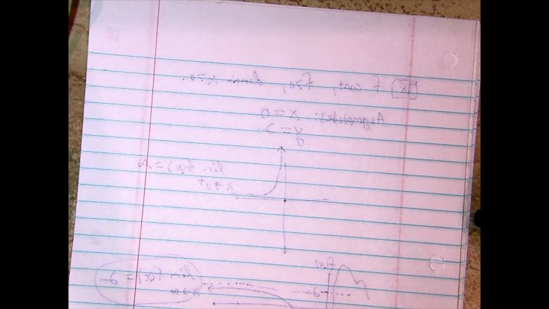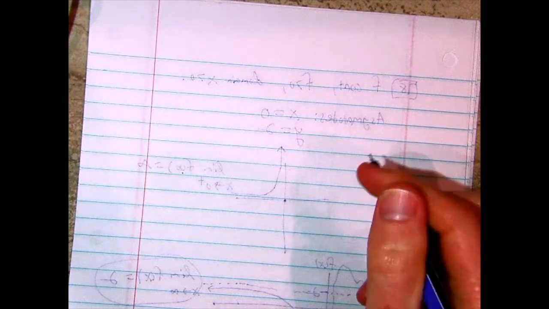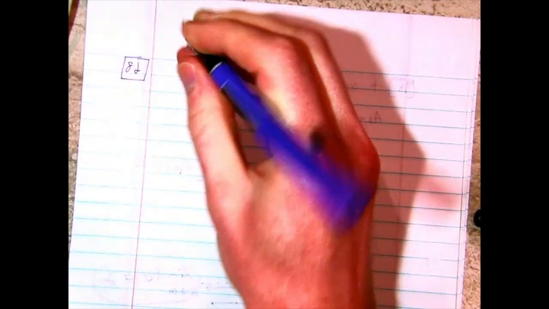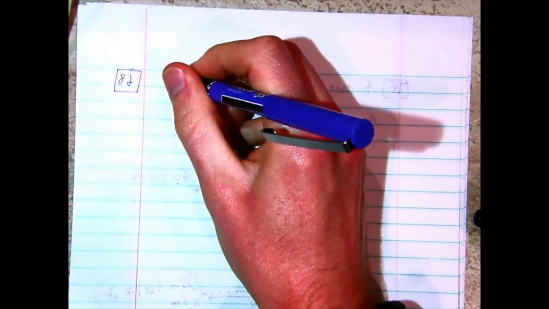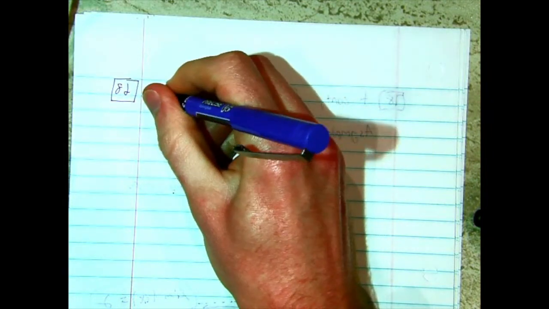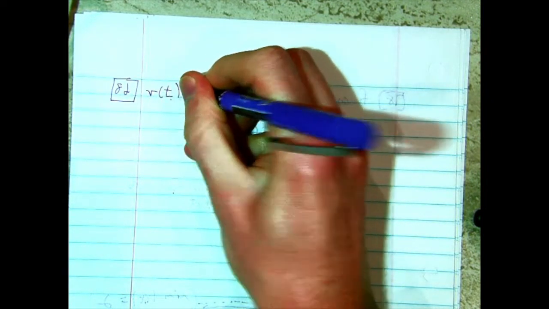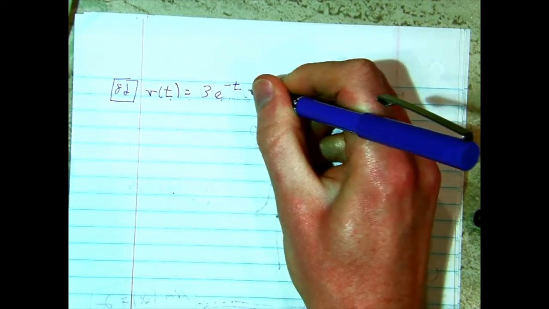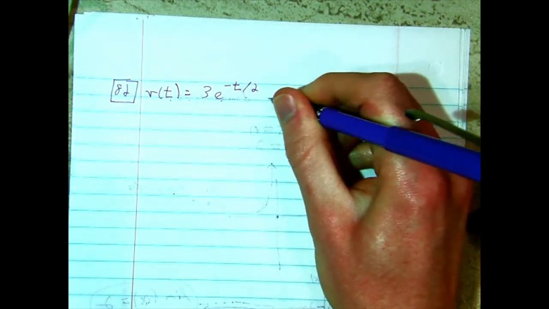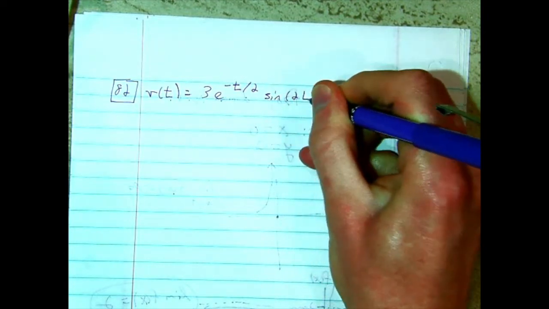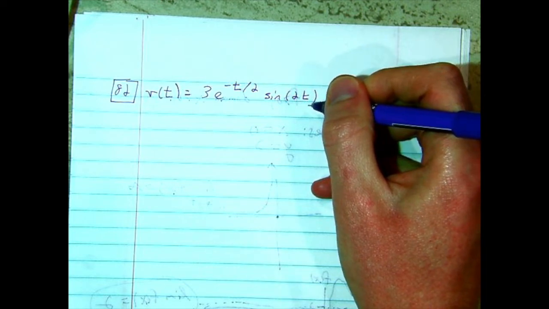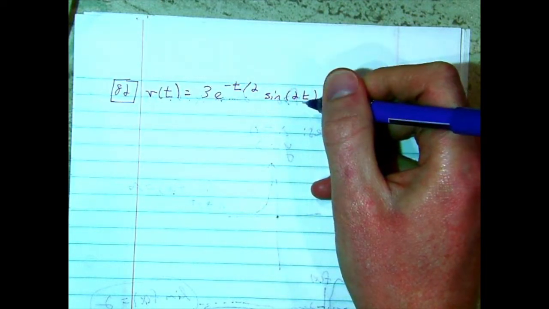Okay, so let's continue with number 82. First, I wasn't completely sure that we assigned this one, but we did. So let's go ahead and do it. 82, we have a particle traveling along a straight line, pretty common situation. And the velocity function is given by 3e to the negative t over 2 times sine of 2t. And they want to know what's the total distance traveled by the particle during the time interval 0 to 2.